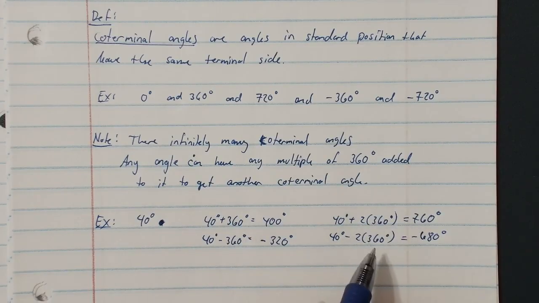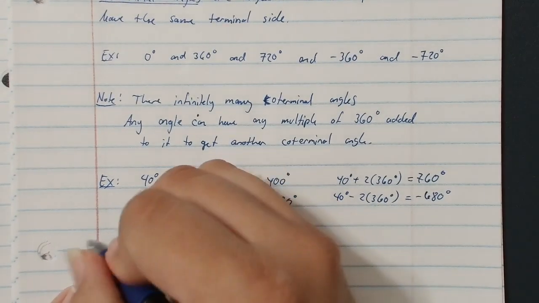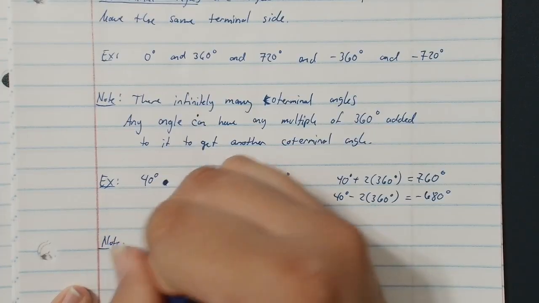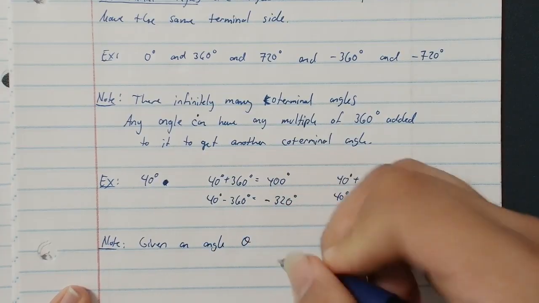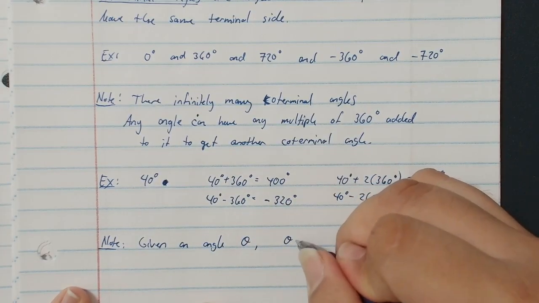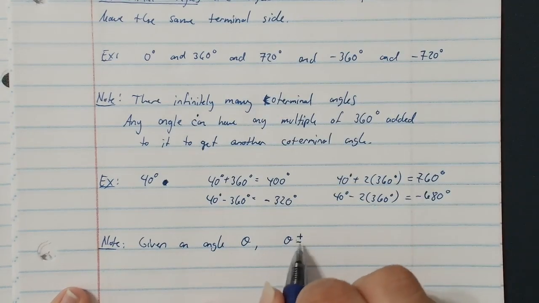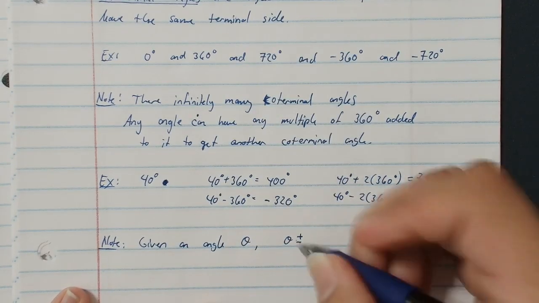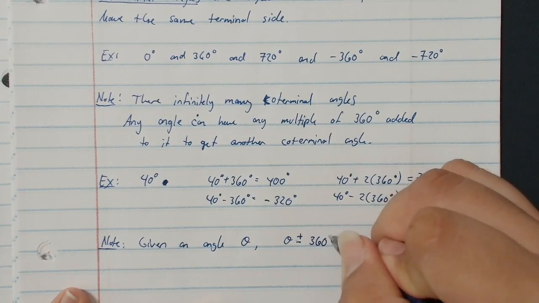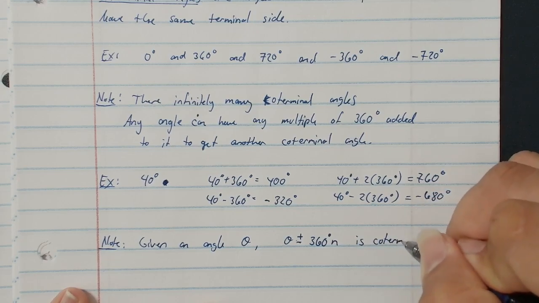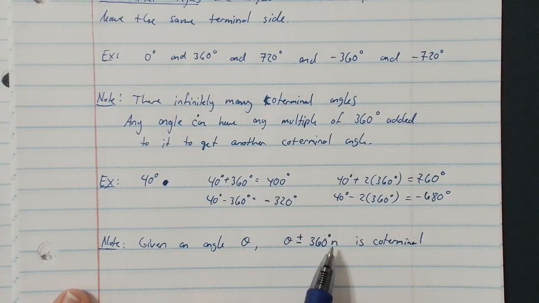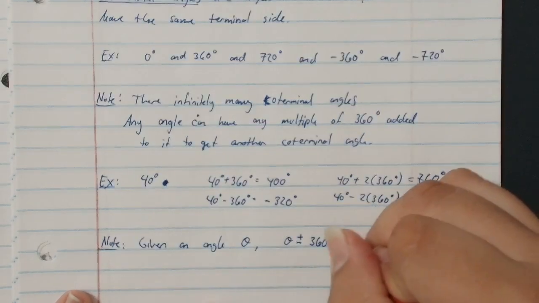Because this is so predictable, we have a nice closed form way of writing it. So here, note, given an angle theta, theta plus or minus, you can go either way, 360 degrees times n is also coterminal, where n is any natural number. It can be 0, 1, 2, 3, 4, 5, 6, 7, 8, 9, 10. Here n is any natural number.